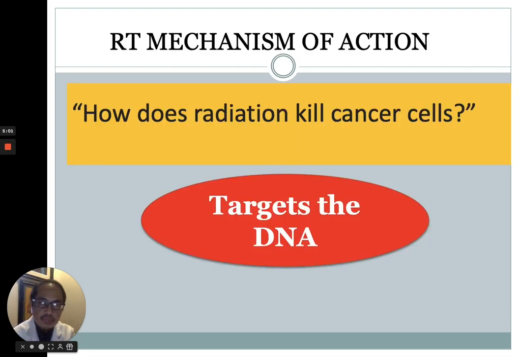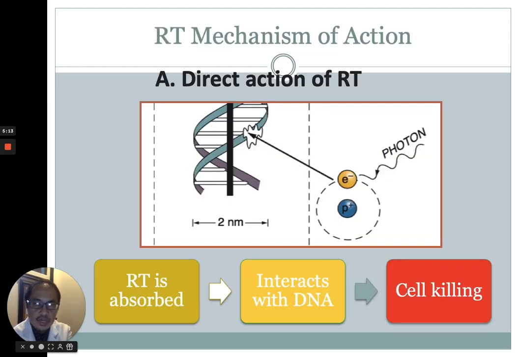So, what is the mechanism of action of radiation? How does radiation kill cancer cells? The target of radiation is the DNA of these cancer cells. There are two mechanisms of killing. One is the direct action of radiation therapy, wherein the radiation source releases a photon, and it directly hits the DNA of the cancer cell. The radiation is absorbed and interacts with the DNA, which results in cell killing.